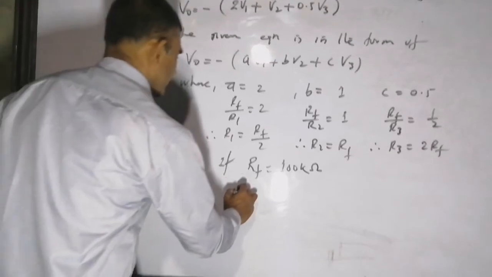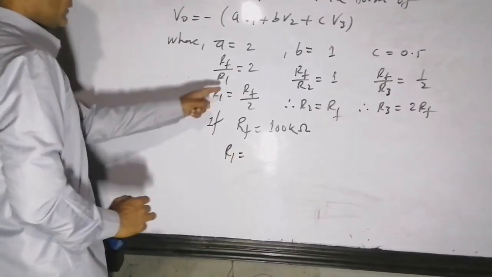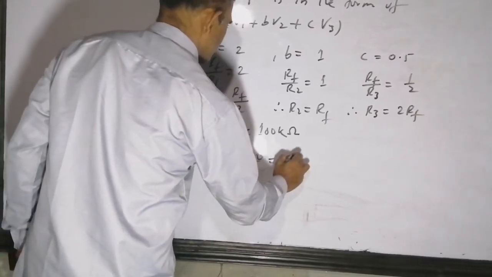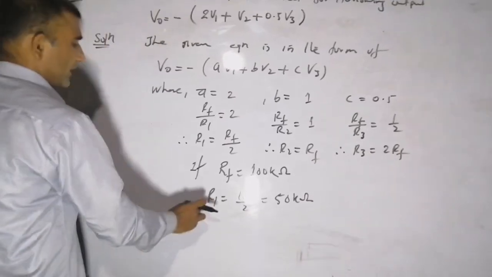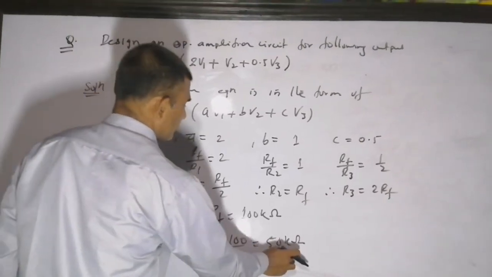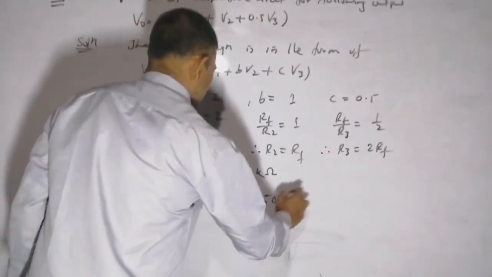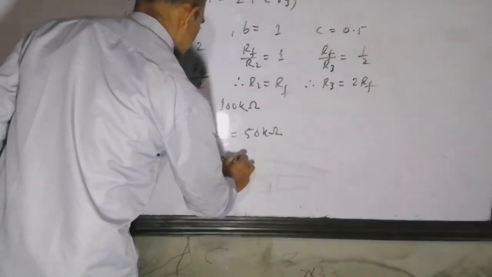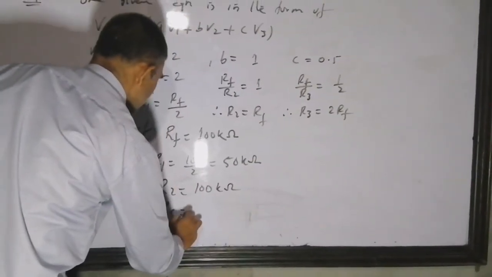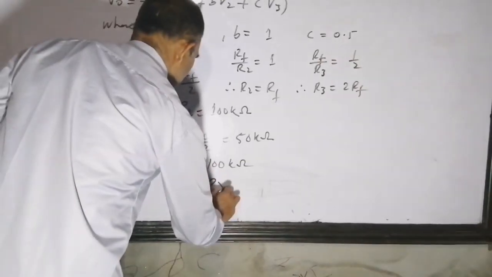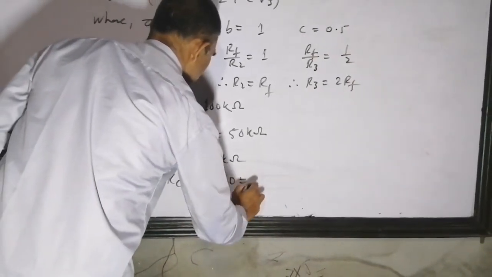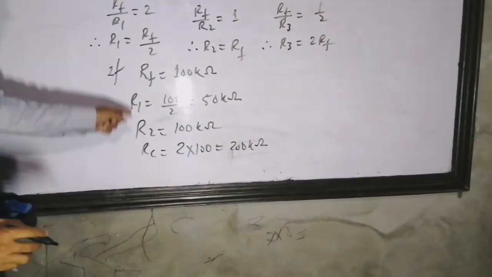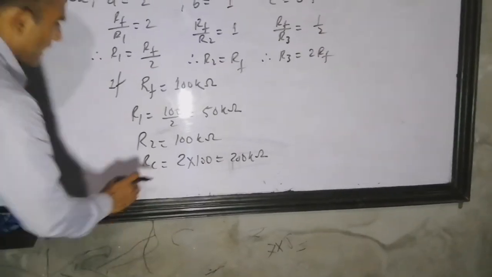Then what will I get? I will get R1 equals Rf upon 2, so that's 100 upon 2, that's 50 kilo ohm. So I need one resistor R1 which must be equal to 50 kilo ohm. Then R2 is exactly equal to Rf, so that is 100 kilo ohm. And the third one, R3, is 2 times Rf, which is 200 kilo ohm. So I get all three values, Rf, R1, R2 and R3.